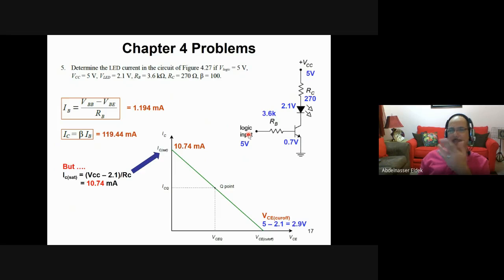And we want to do the same here. We need to do what? We need to find the current in this LED, this current here. Then this current is IC. This current is IC.